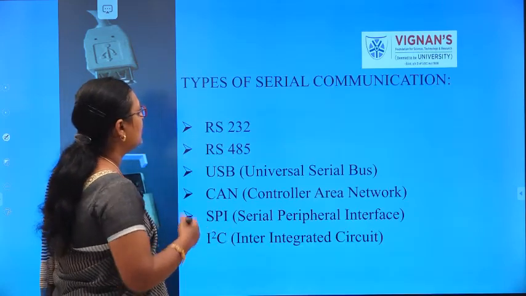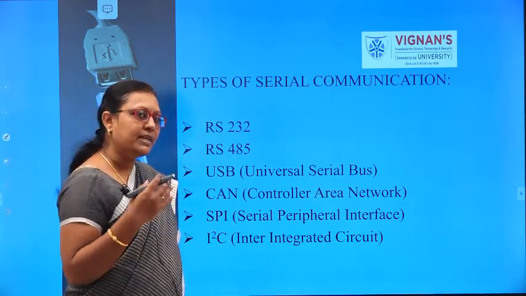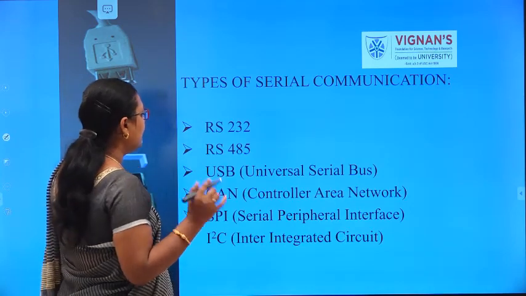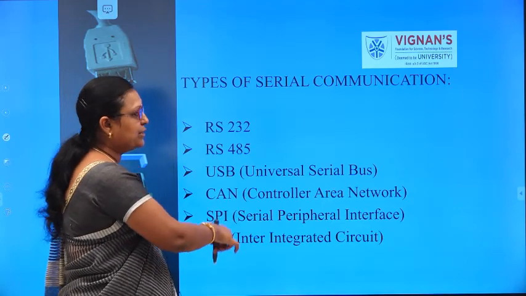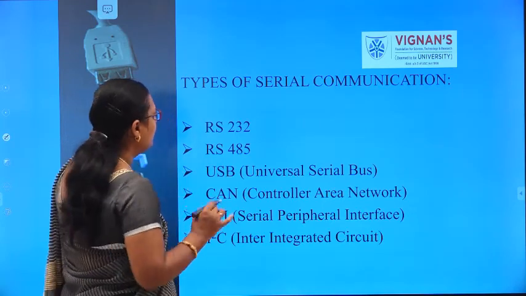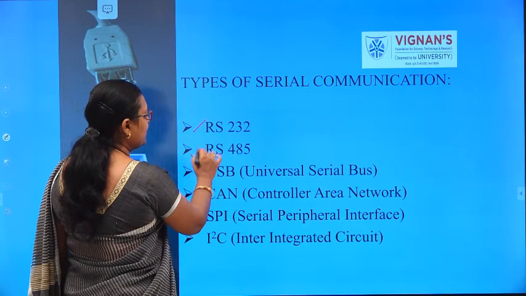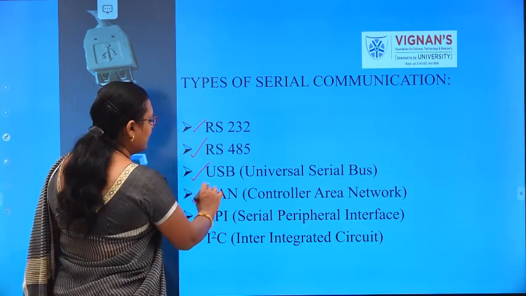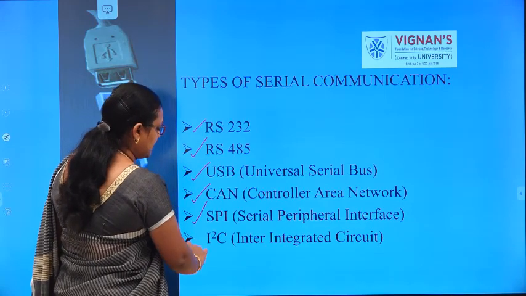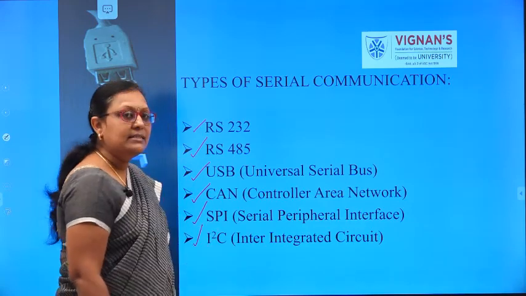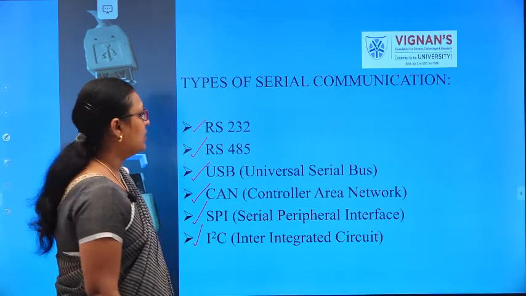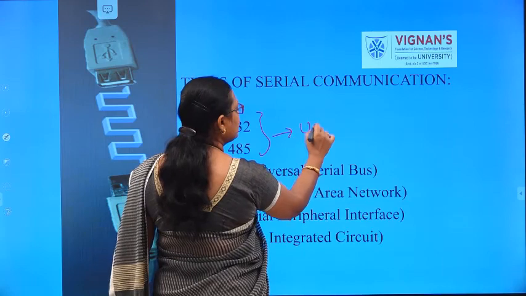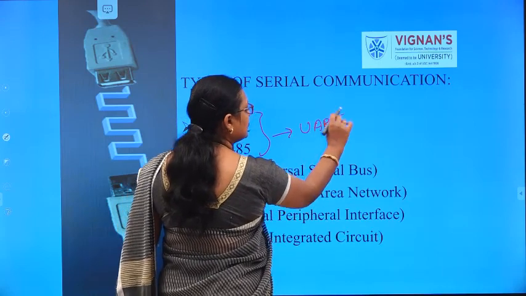Coming to the types of serial communication, instead of calling them types, we can call them protocols also. We have 6 different protocols of the serial communication technique: RS-232, RS-485, Universal Serial Bus USB, Controller Area Network CAN, Serial Peripheral Interface SPI, and I2C, which is Inter-Integrated Circuit. In this, RS-232 and RS-485 represent the UART. Clear?